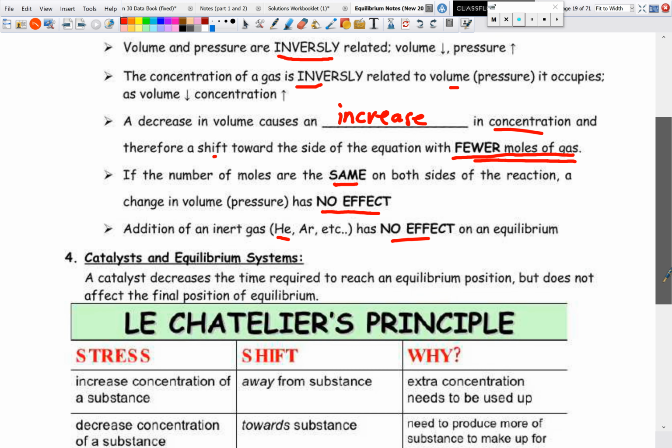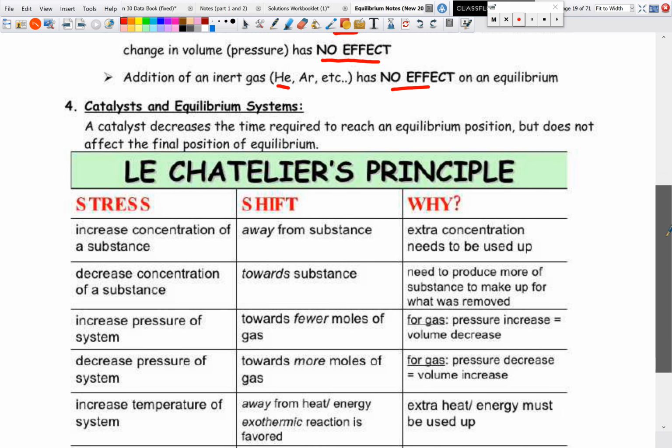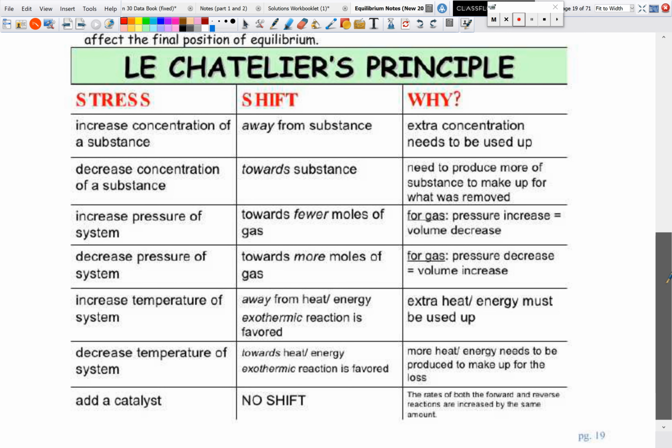And of course, finally, catalysts, they do nothing. All they do is decrease the time required to reach the equilibrium position, but they do not affect the final position of equilibrium or the equilibrium constant.